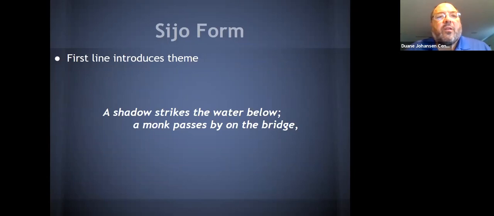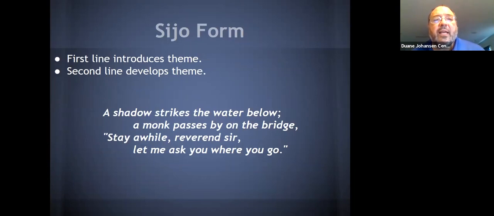Let's look at another really great example. This is one of my favorite Sijo. We're going to introduce a theme here. And see then by our first line, a shadow strikes the water below, a monk passes by on the bridge. These familiar cosmological, religious, metaphysical themes and such here, okay?